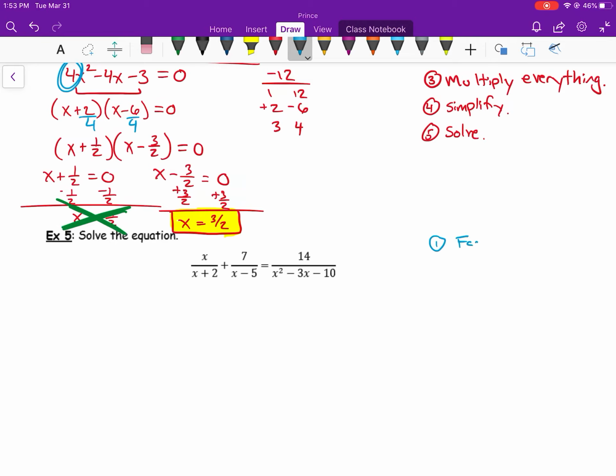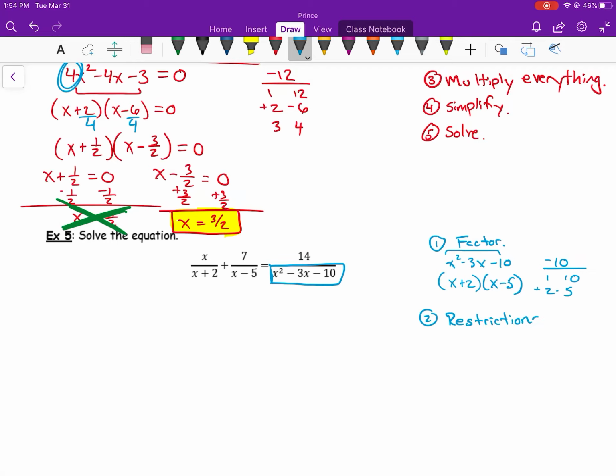Okay, let's continue on. So let's factor where we must. And it looks like this one right there is the only one. X squared minus 3x minus 10. First times last gives me negative 10. 1 and 10, 2 and 5, so plus 2 minus 5. Okay, that'll be that factored.